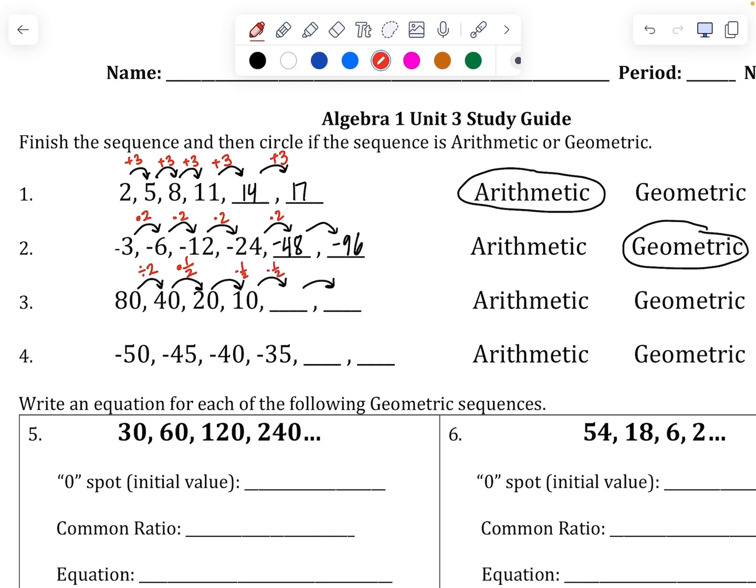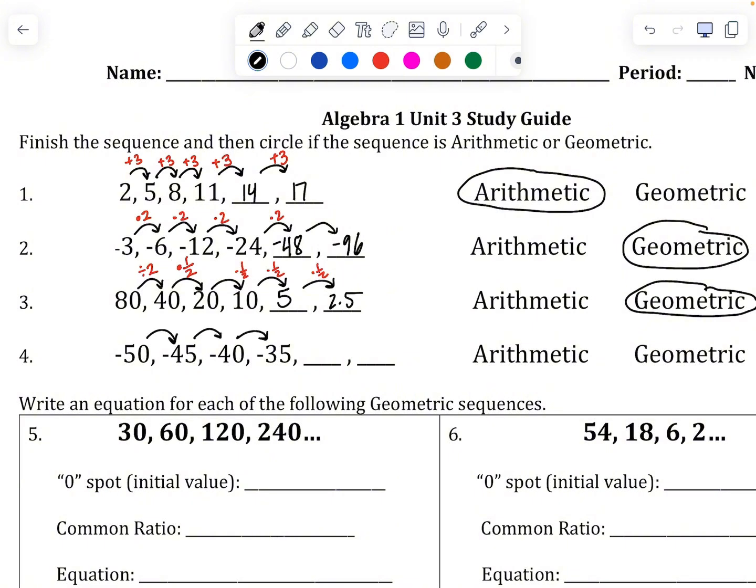And then what's half of 10? Class? 5. And what's half of 5? 2.5. There you go. Is this, Kate, geometric or arithmetic? Very good job. We're multiplying there. Good job, guys. Number 4. Who is going to give me that one?